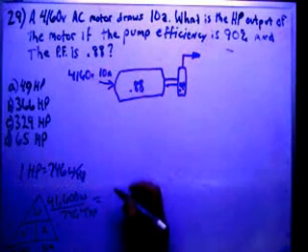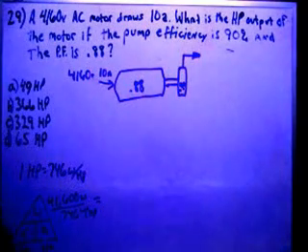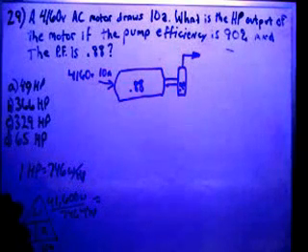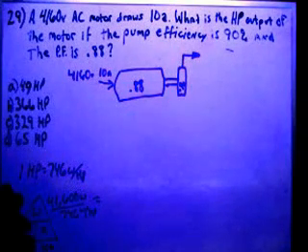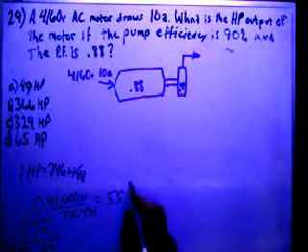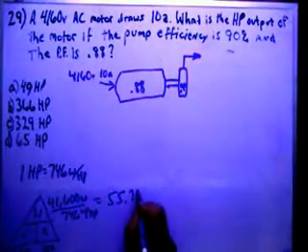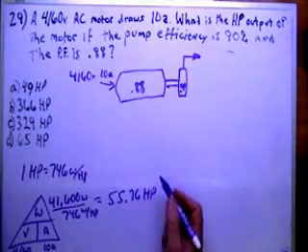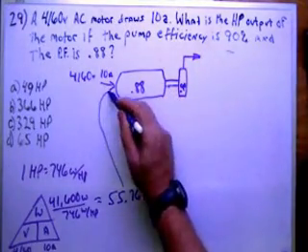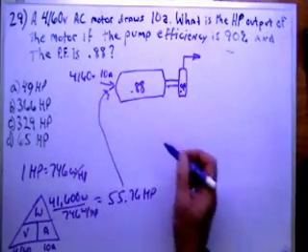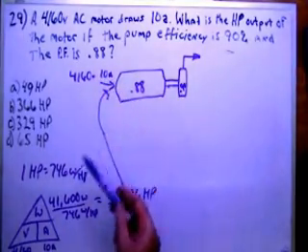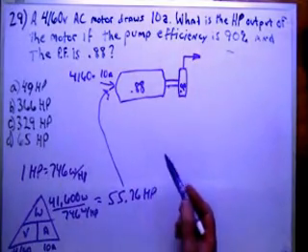something in the 50s, I think. Let's see. 41600 divided by 746. Okay. 55.76 horsepower. That horsepower is right here. That comes from the input horsepower, because we got it from 4160 times 10 amps. So that's where that came from.